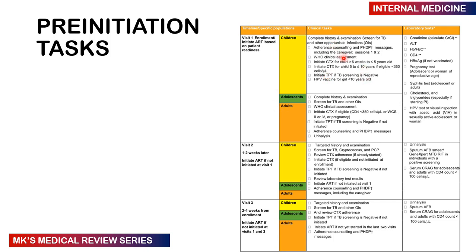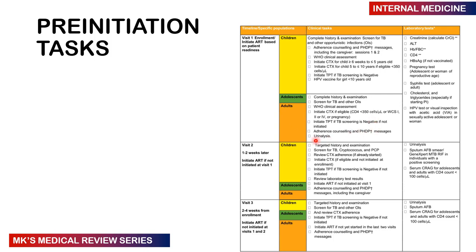With adults, you also want to do a complete history and physical examination, screen them for TB and opportunistic infection, and stage them according to the WHO clinical staging. Initiate them on cotrimoxazole prophylaxis if they have a CD4 count that is less than 350 cells per microliter, or a WHO clinical stage 2, 3, or 4, or if they are pregnant. Then also initiate TB prophylaxis if they don't have TB. If they have TB, you have to treat TB, because you don't want to treat TB with just isoniazid.